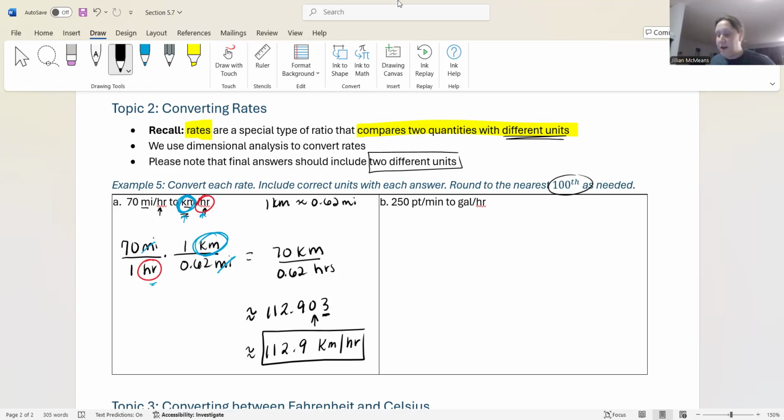Okay, so we end up getting 112.9 kilometers per hour. So if you were driving at a rate of 70 miles per hour, that would be equivalent to driving at a rate of 112.9 kilometers per hour.